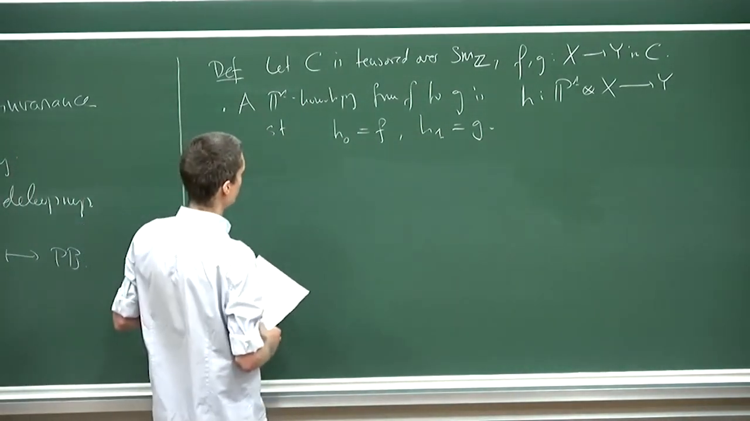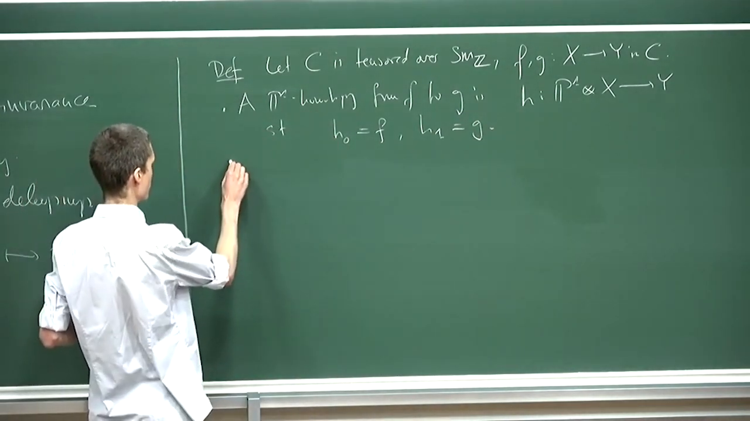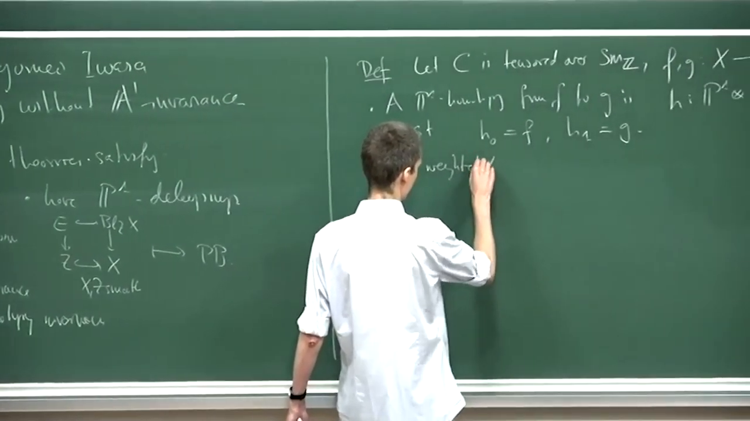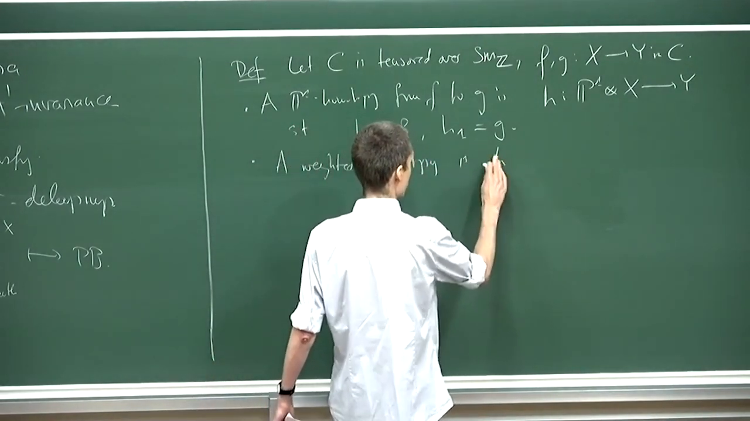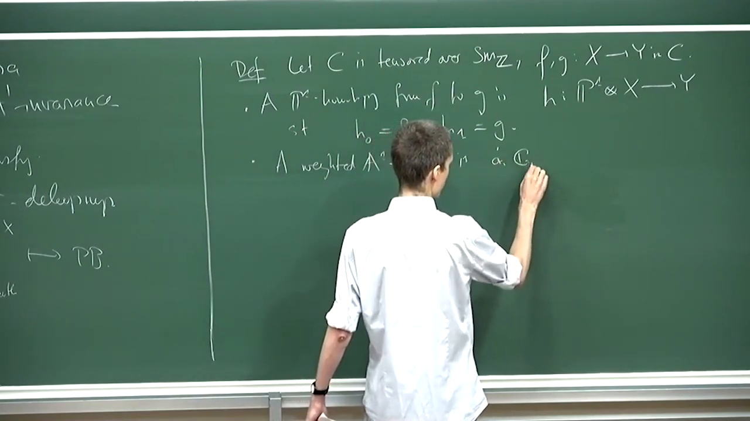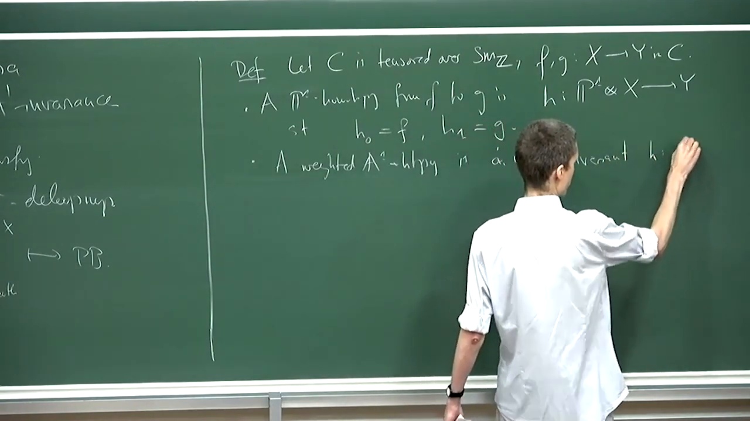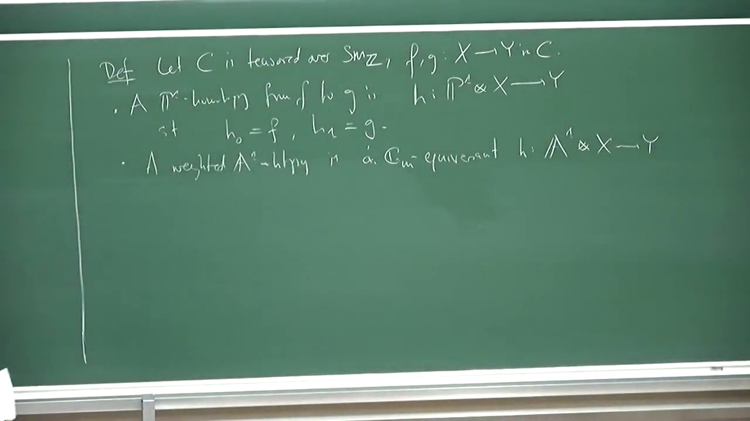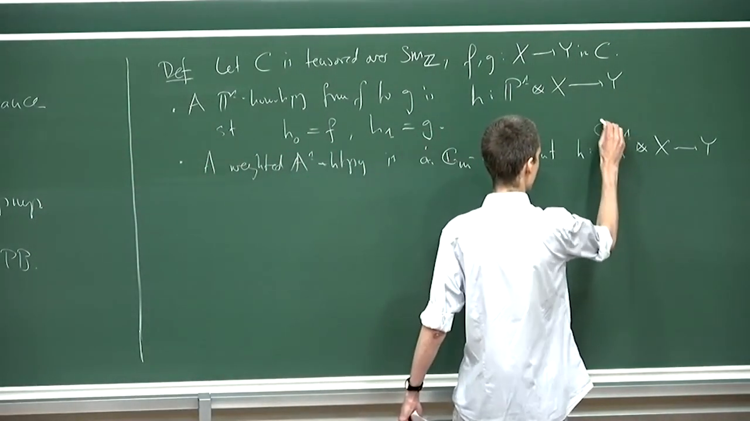If you replace P1 by A1, you get the notion of A1 homotopy. Let me also explain what weighted A1 homotopy is. It's simply a Gm equivariant A1 homotopy. So it's a Gm equivariant map from A1 tensor X to Y with the same property between F and G. Here Gm acts on this A1, and nowhere else.